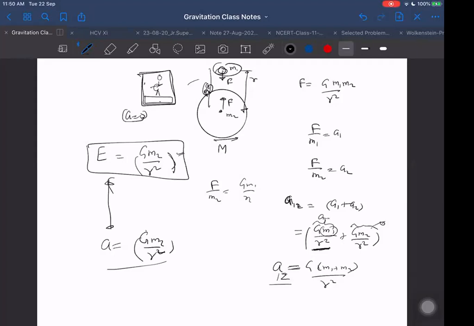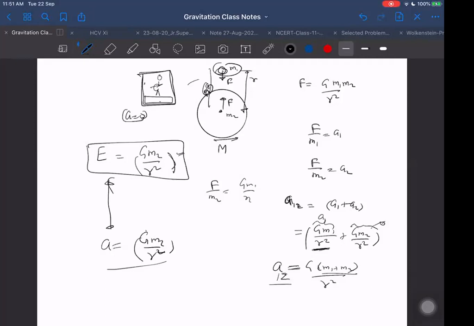Here also, M1 we got as M1 plus M2 by R square, no, sir. In that also M1 is almost negligible with respect to M2. Yes, m1 is negligible as compared to m2, so it will be just like G m2 upon r square only, nearly. Yes, sir. Correct. That way also we can say.